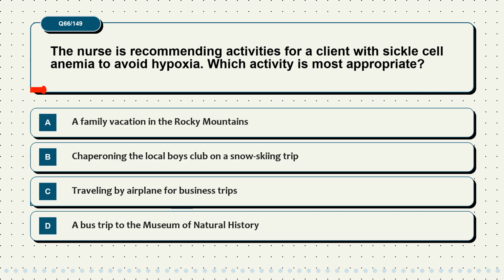Question 66. The nurse is recommending activities for a client with sickle cell anemia to avoid hypoxia. Which activity is most appropriate? Here are the options. Option A, a family vacation in the Rocky Mountains. Option B, chaperoning a local boys' club on a snow skiing trip. Option C, traveling by airplane for business trips. Option D, a bus trip to the Museum of Natural History.